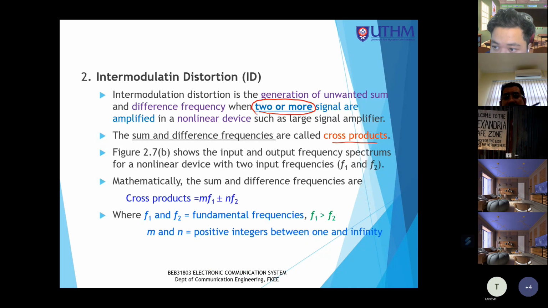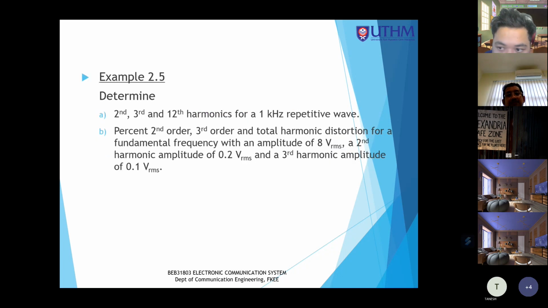So macam mana kita nak kira cross product? How we want to calculate the cross product? So cross product parameters is defined as MF1 plus minus NF2, where F1 and F2 are fundamental frequencies. And remember, F1 must be more than F2. M and N is a positive integers between 1 and infinity. M dan N ini adalah satu positive integers dengan nilai antara 1 hingga infinity. So let's look into the example.